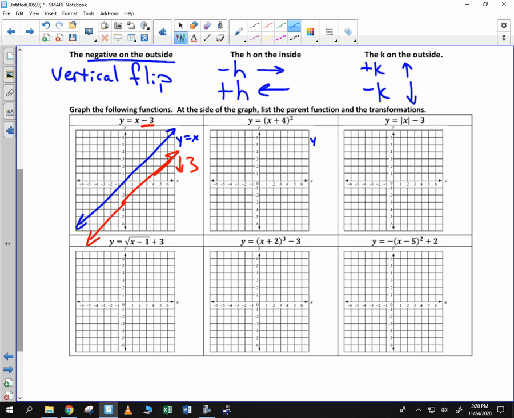For the next one, the parent function is y equals x squared, or this parabola shape that you've got going on right there. Notice the plus 4 is on the inside, so that's going to affect it horizontally. It's going to move it left 4. So that's my graph. If it's on the inside, horizontal. Outside, vertical. Here we have y equals the absolute value of x. That's my parent function. And we are going to do minus 3. And minus 3 is on the outside, so it's going to move it down 3.